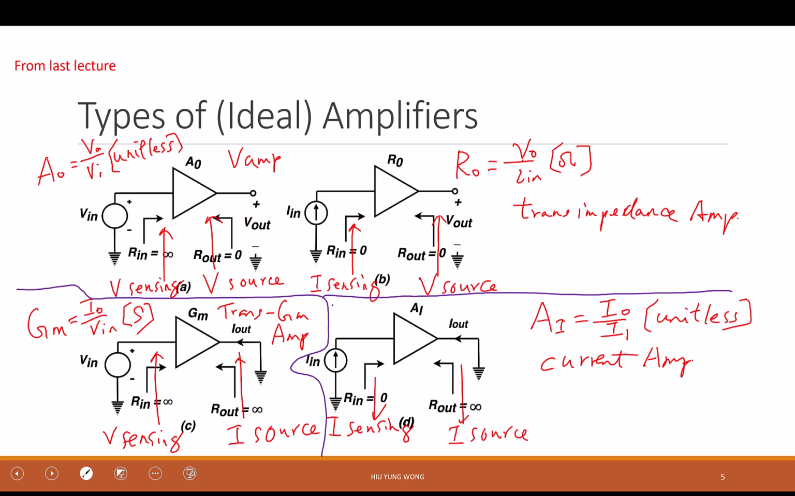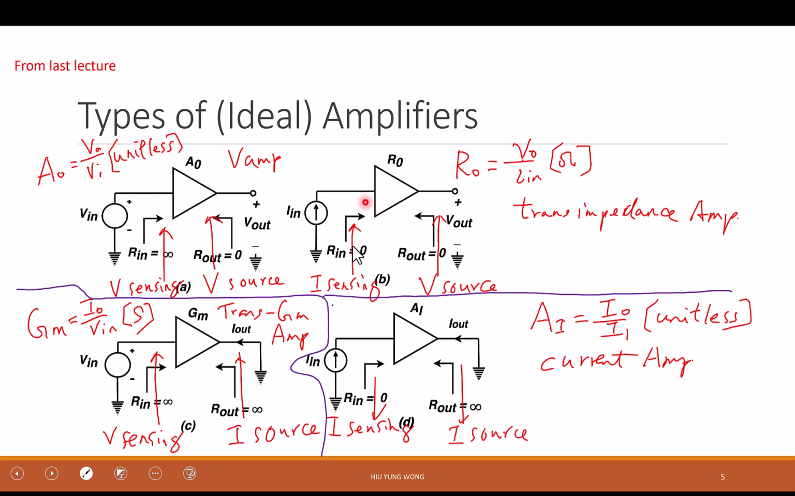Then when I output the voltage, I am the voltage source. Then what should be my output impedance? It must be 0. Last time we derived, I showed you, right, what is an ideal voltage sensor, ideal voltage source, right? So I hope that you understand this. And of course, you know that the gain is V out divided by V in, and it is unitless, right?